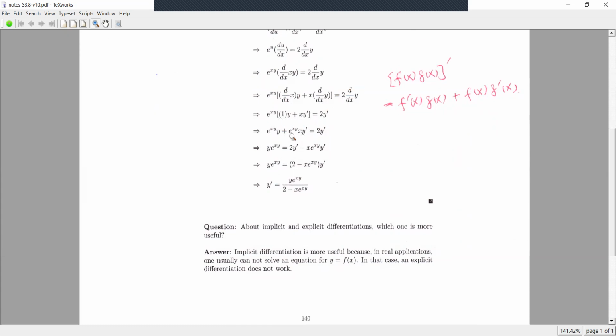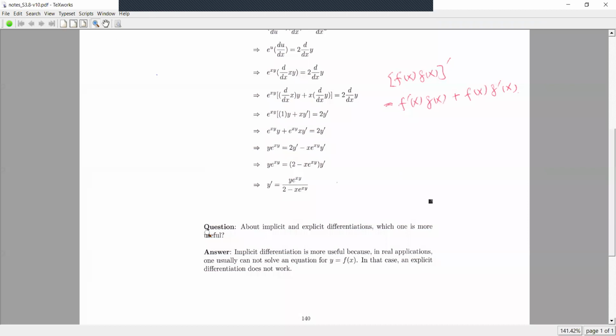Move this term. This term has y prime. I move it to the right side, then I have this equation. Now, factor out y prime, then I have this equation. Finally, move this factor to the left side, then I have this equation. This is the result of derivative of y.